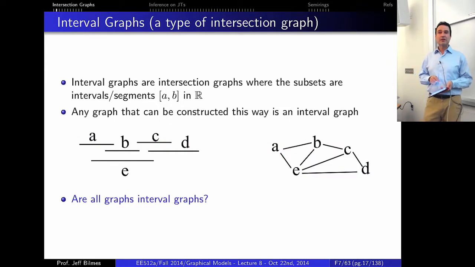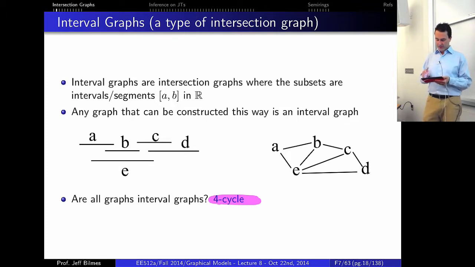Now, question for you: are all graphs interval graphs? We know that all graphs are intersection graphs, but are all graphs interval graphs? No. Why not? Right, a cycle. Exactly. The fourth cycle is not an interval graph.